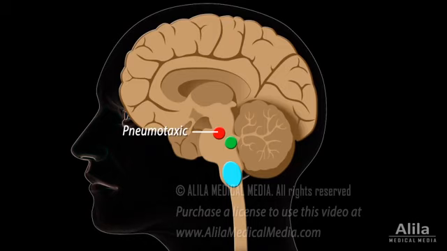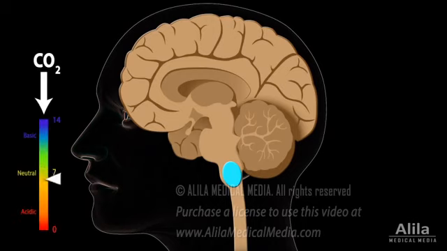The pneumotaxic center seems to inhibit inspiration, while the apneustic center stimulates it. The most important factor regulating breathing rate is the concentration of carbon dioxide. Changes in carbon dioxide lead to changes in pH, and these are detected by chemoreceptors.